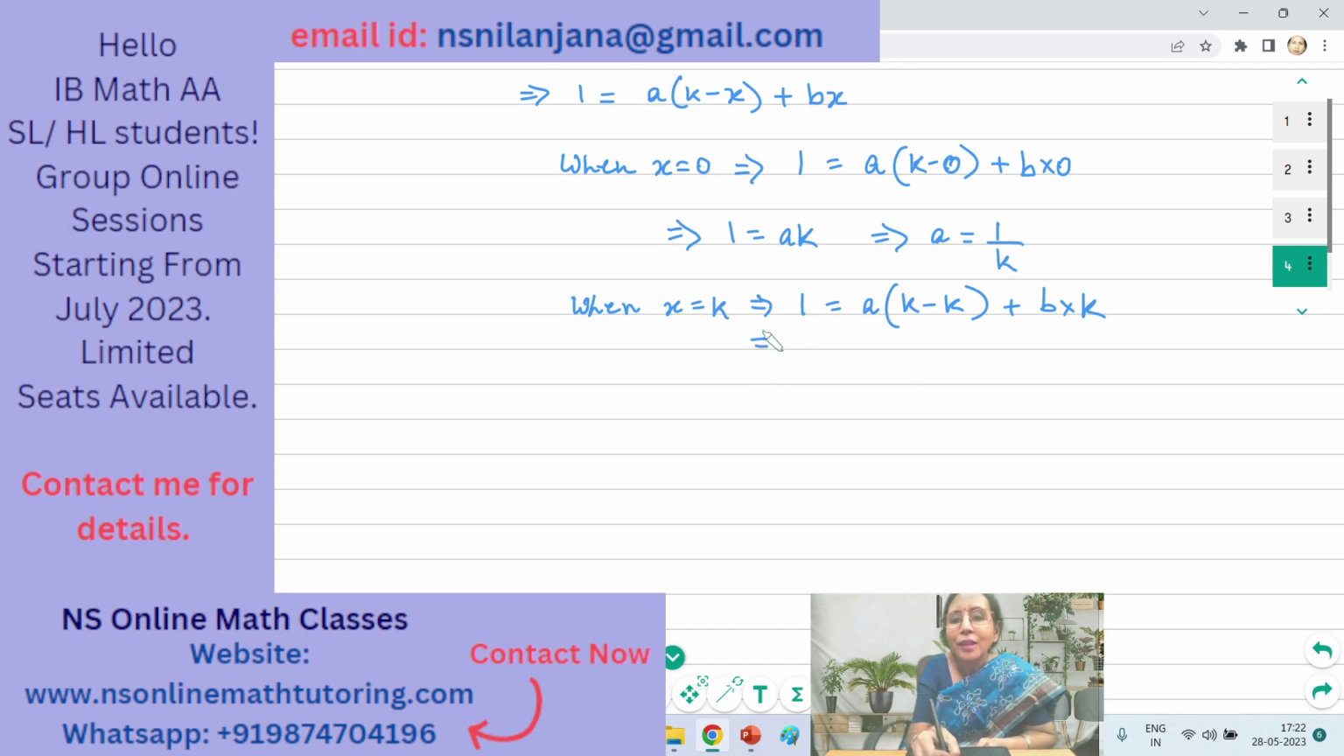And k minus k is 0. So a times 0 is 0. And we have 1 equal to bk. And now we divide the entire equation by k to get the value of b equal to 1 over k. So a equal to 1 over k and b equal to 1 over k.